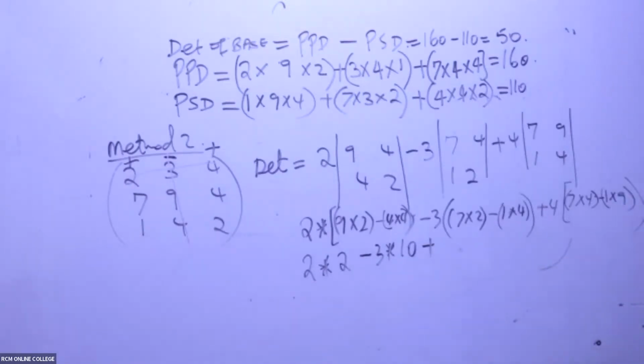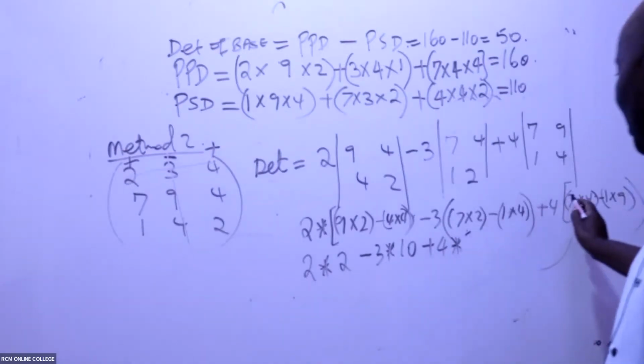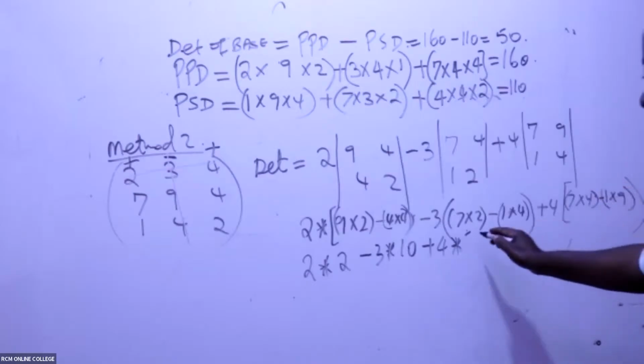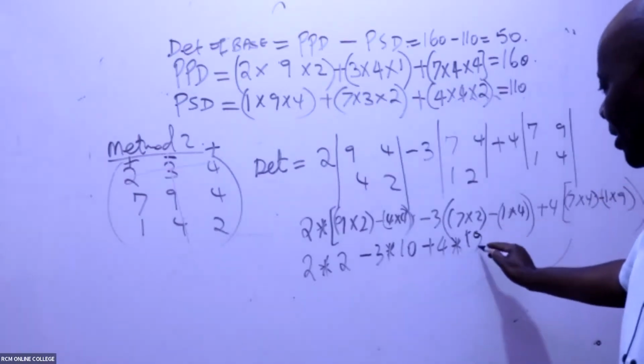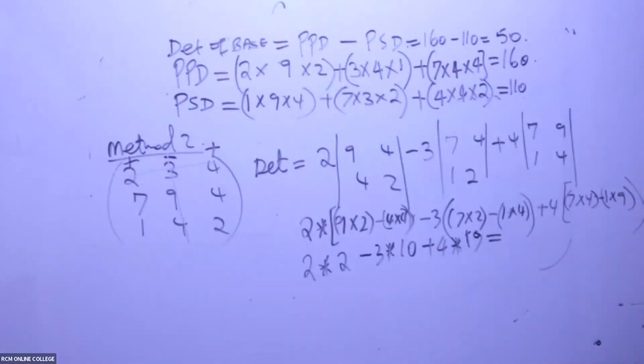Plus, ladies and gentlemen, from there, we have here 4 times, how about what we have here? 7 times 4 minus 1 times 9. What do we have there? I'm being given a figure of 19. So then using your calculator, can you kindly give me the final answer now?